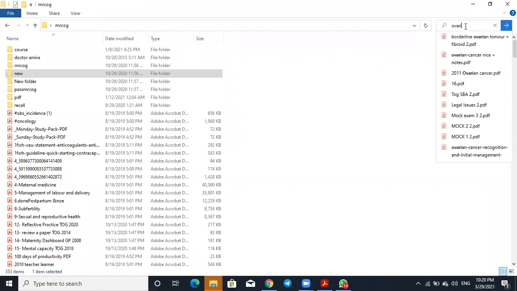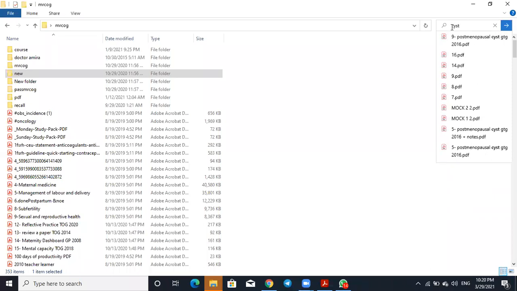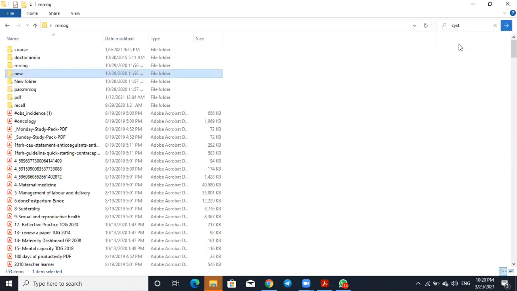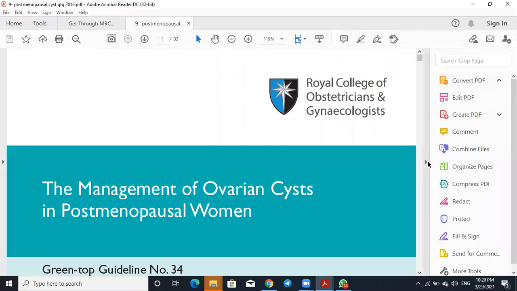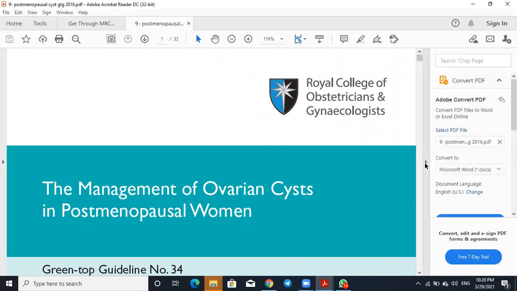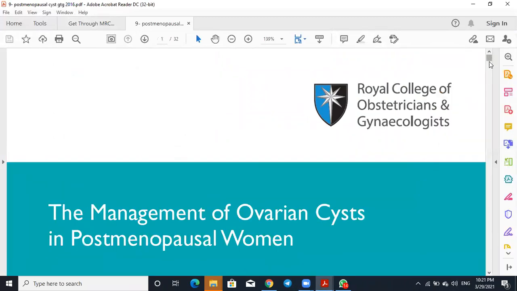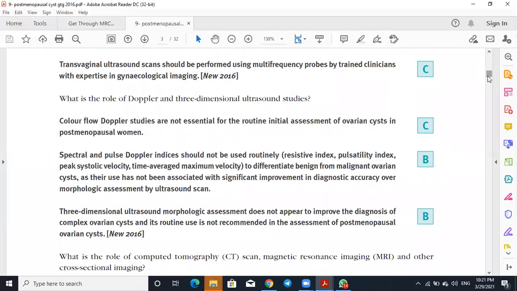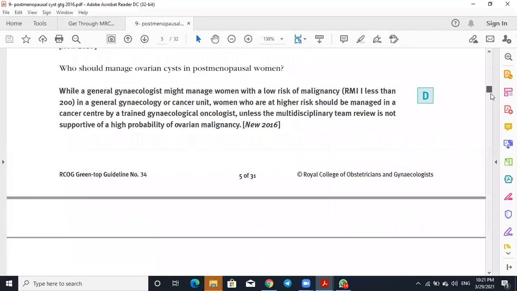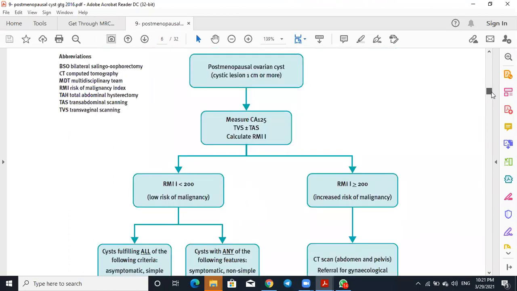Let us read it, please. Ovarian cyst: perimenopausal, postmenopausal. One of them has a chart. This one: postmenopausal cyst, 1 centimeter or more.